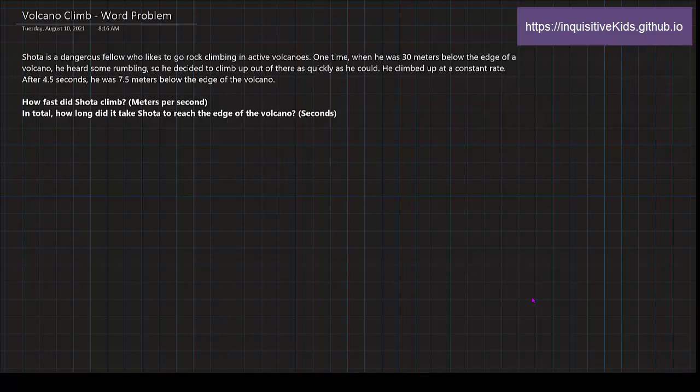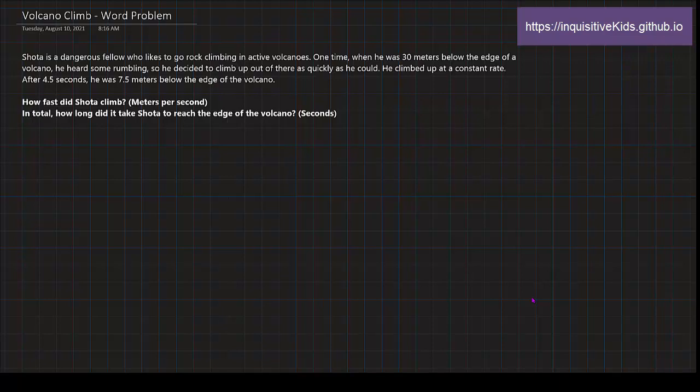After 4.5 seconds, he was 7.5 meters below the edge of the volcano. How fast did Shota climb, in meters per second? In total, how long did it take Shota to reach the edge of the volcano, in seconds? I largely encourage you to solve both problems before you resume the video.